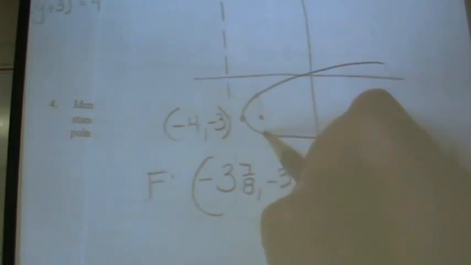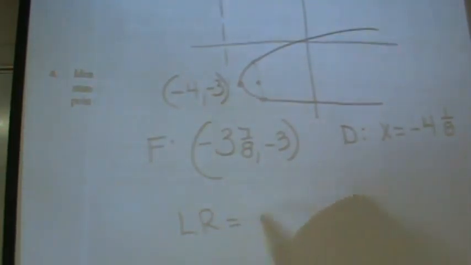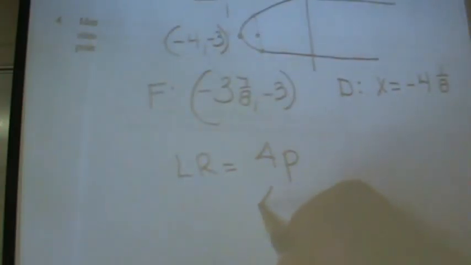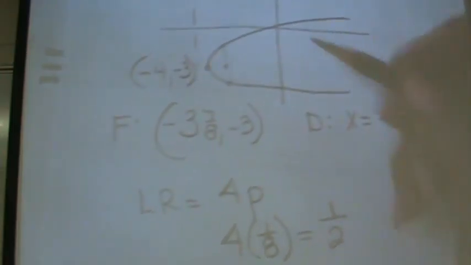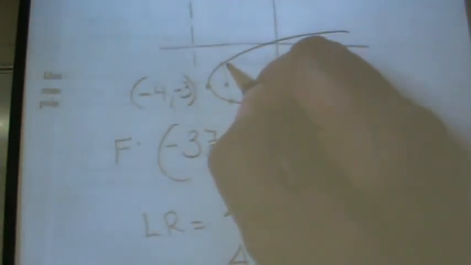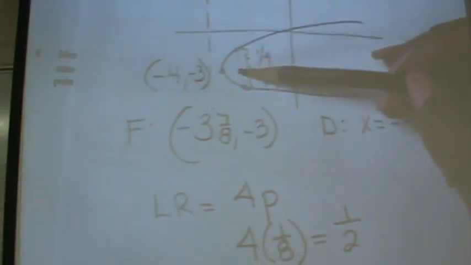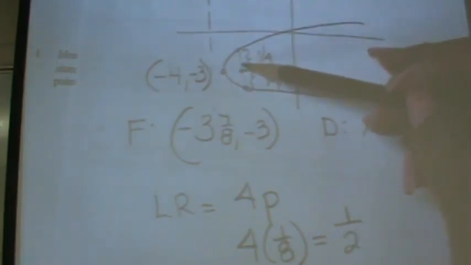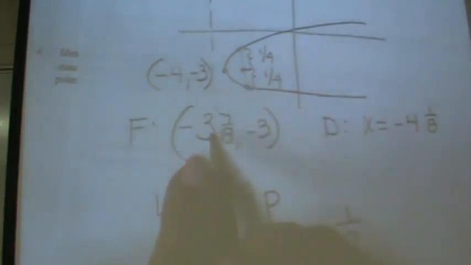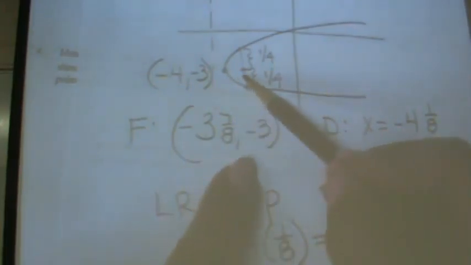And one more thing, if I wanted to know these endpoints, this is your latus rectum. Your latus rectum is 4p units long. Well, if p is 1/8, our latus rectum measures 1/2 unit long, which means that's a quarter and that's a quarter. So if I want to take this whole 1/2 and break it up into 2 parts, half of a half is 1/4. So from this point's name is -3, 7/8, -3.